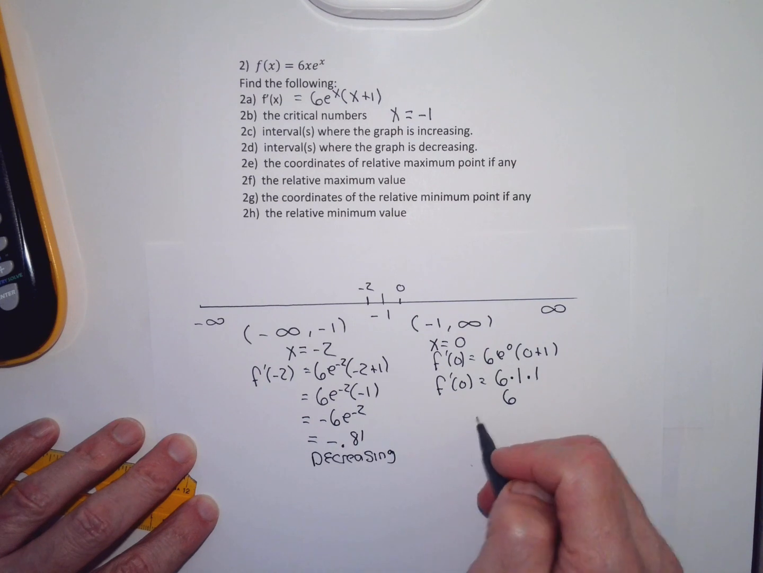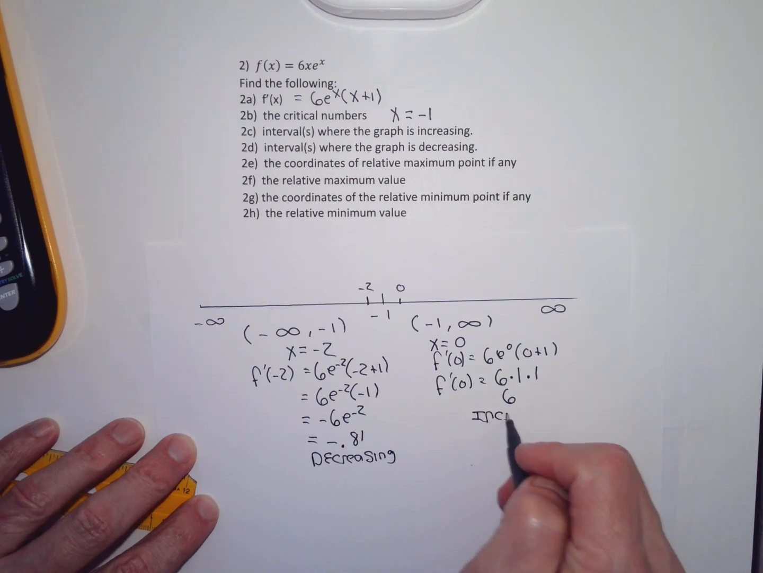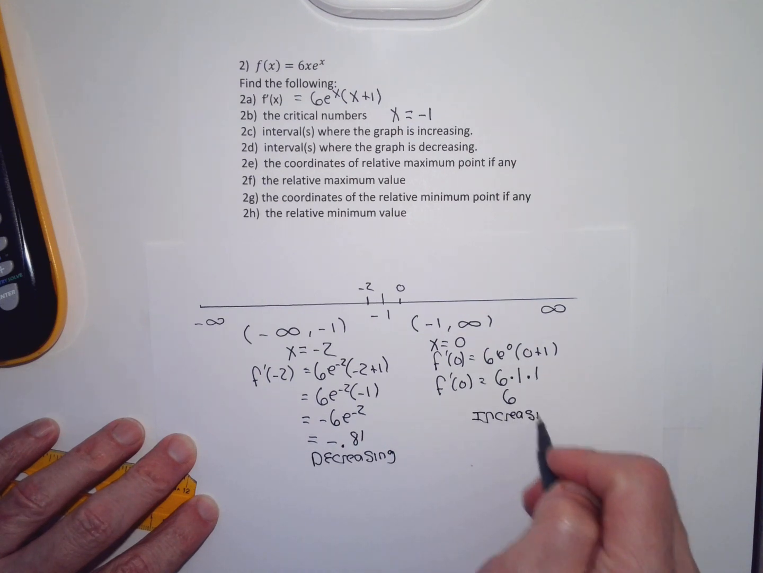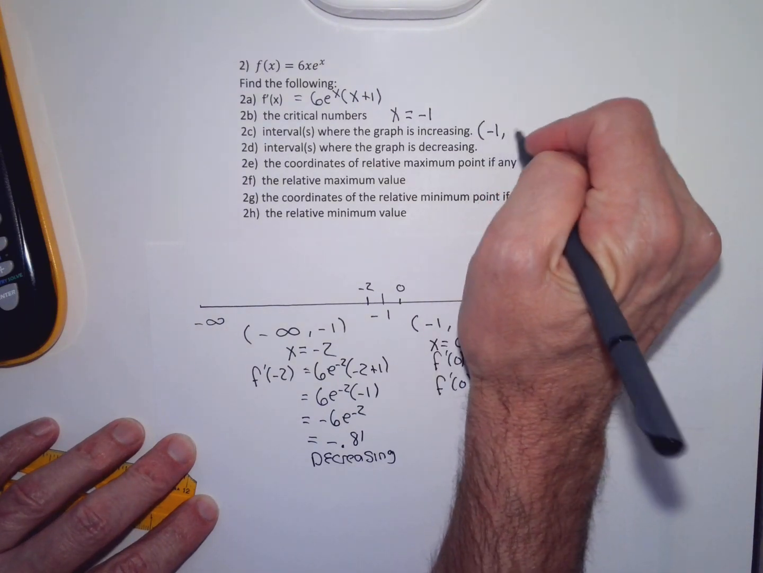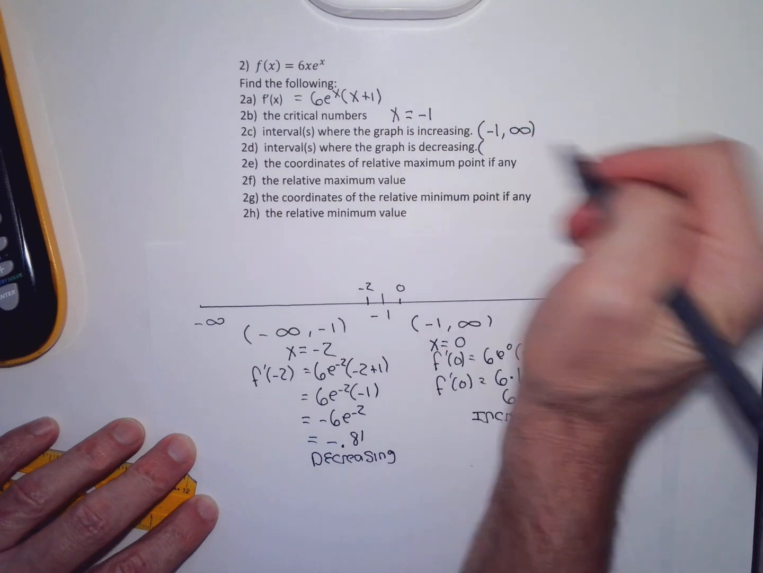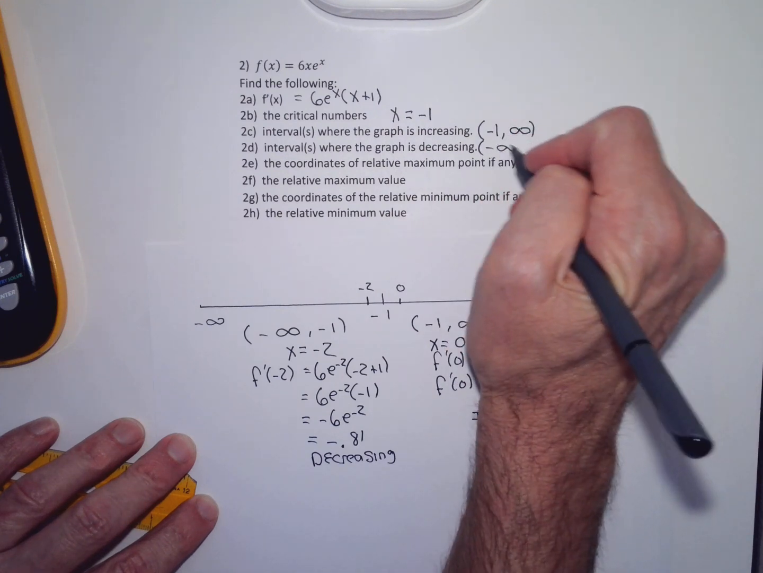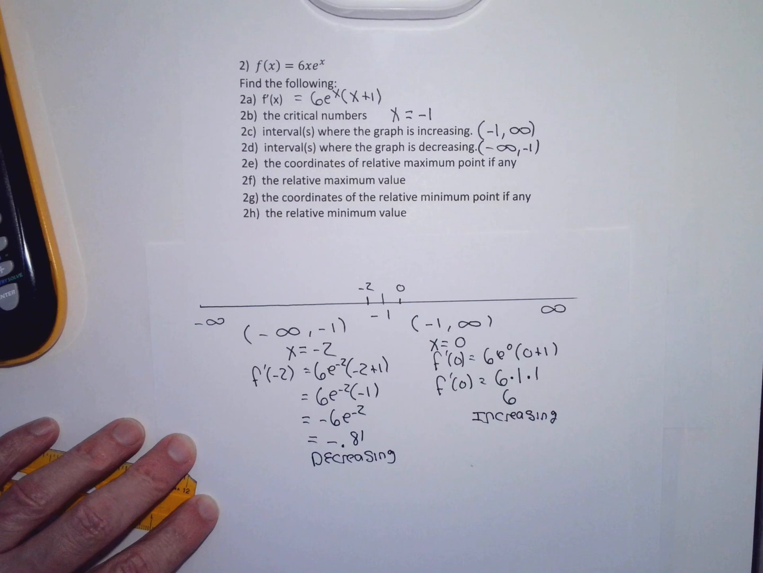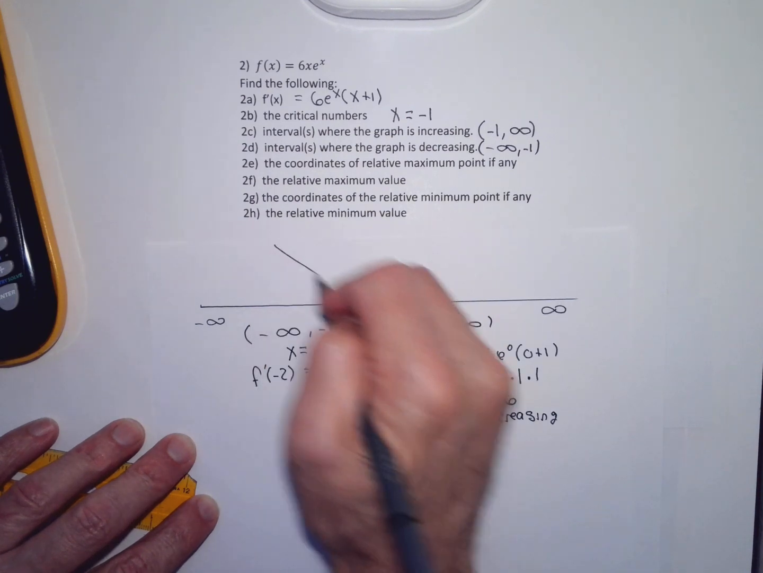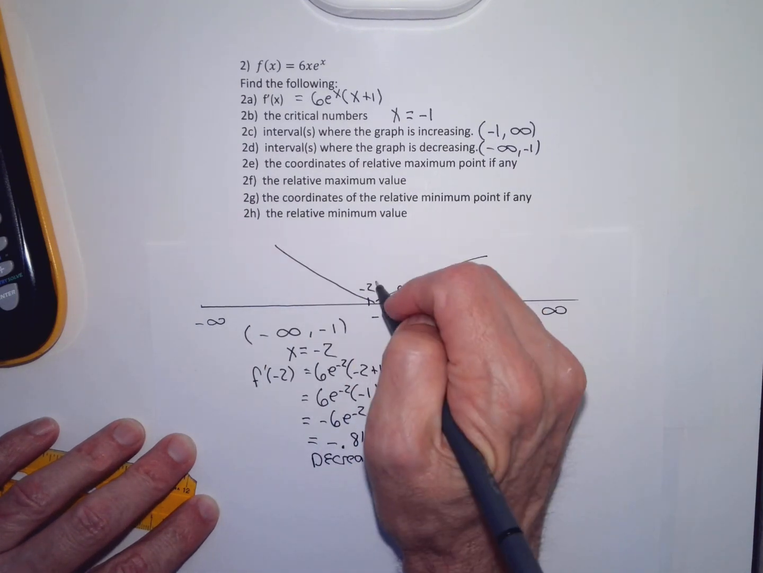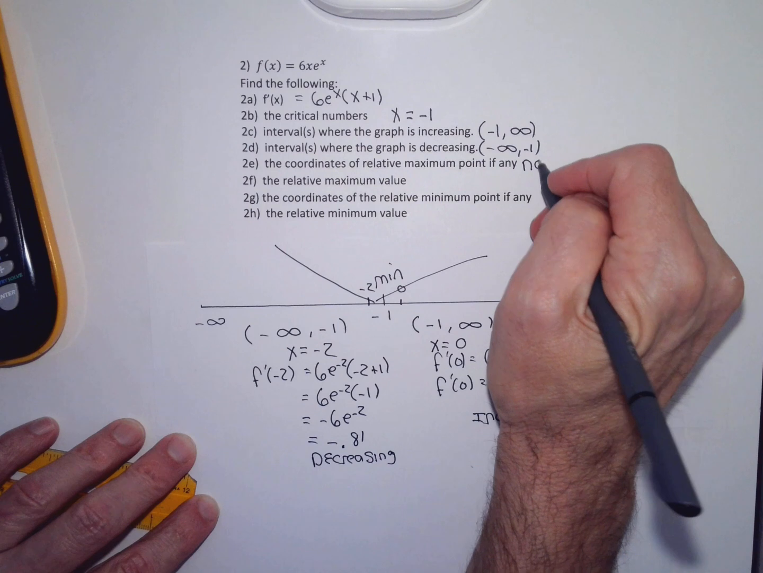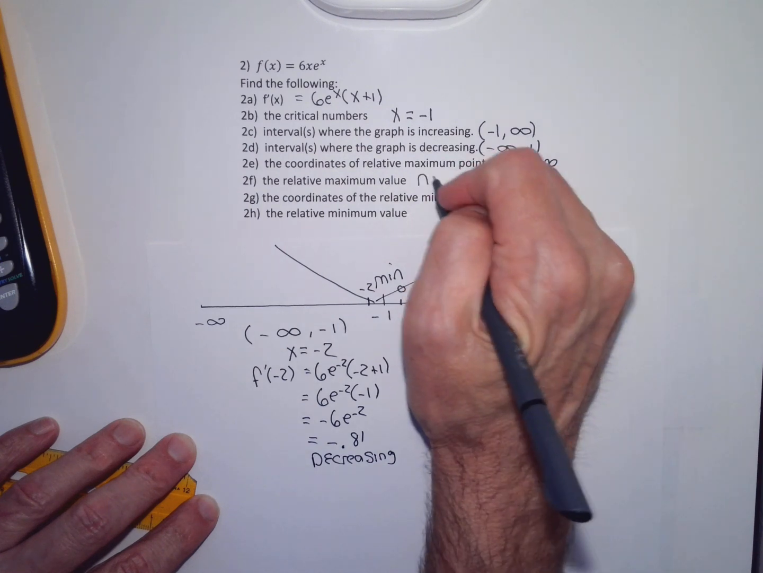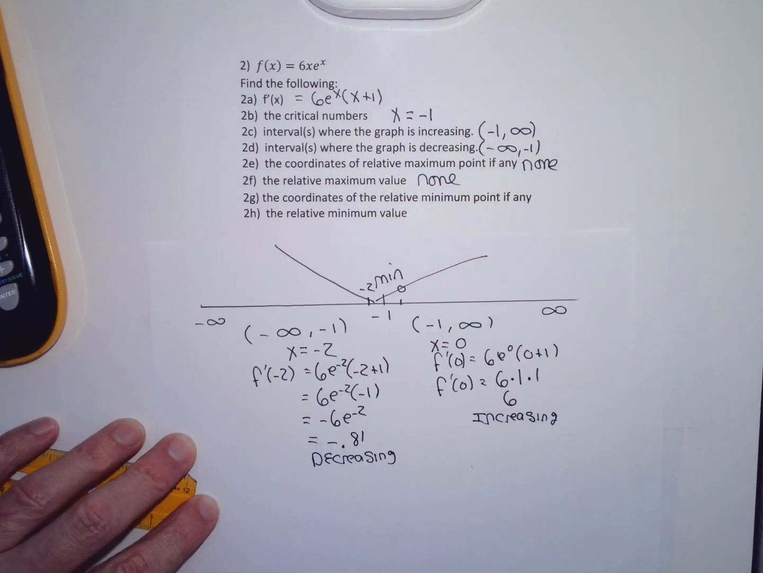The second interval, the graph is going to be increasing because the result of plugging the critical number into the derivative was positive. So for my answers, the increasing interval is -1 to infinity. The decreasing interval is -infinity to -1. So this graph goes decreasing, increasing. So this is a minimum. I would need another critical value to get a maximum point. So my answer for the maximum point and the maximum value is none for each.